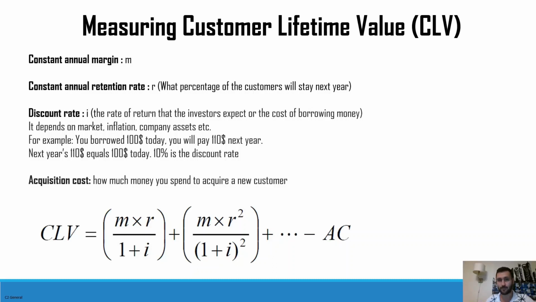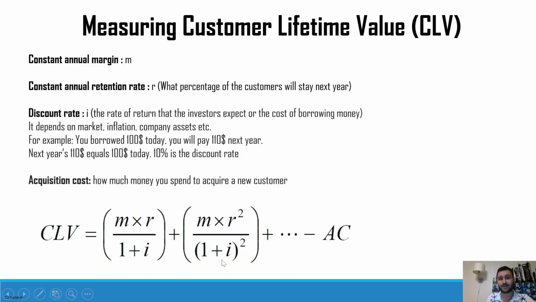So while calculating your CLV, it is basically the yearly amount you collect from the customer, let's say $100, multiplied by your retention rate, 80%, 90%, etc., divided by 1 plus I, which is the discount rate. This part of the formula comes from the net present value calculation.